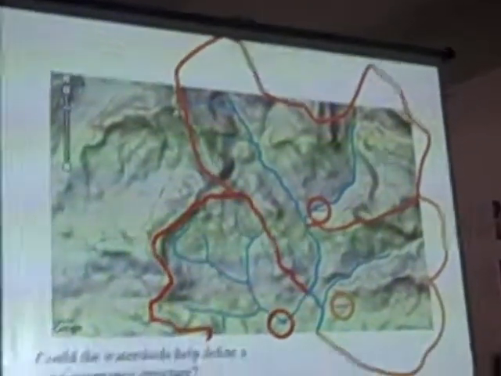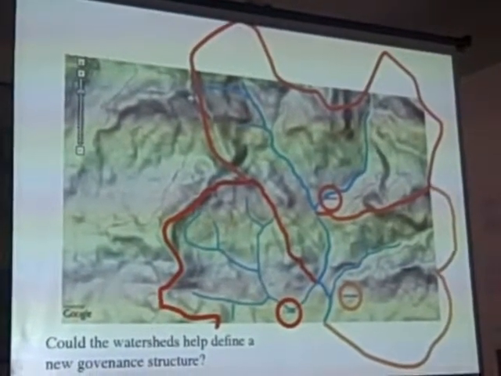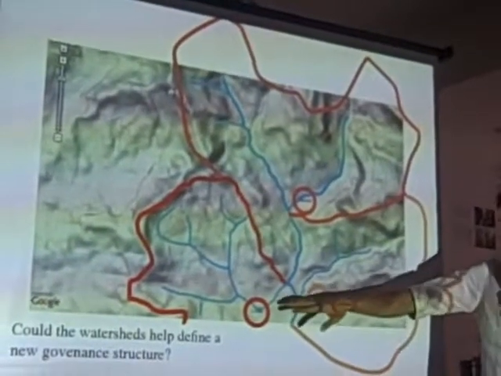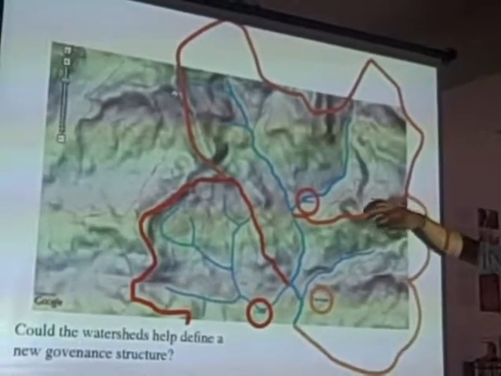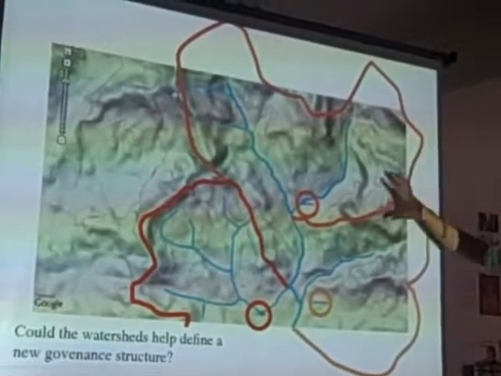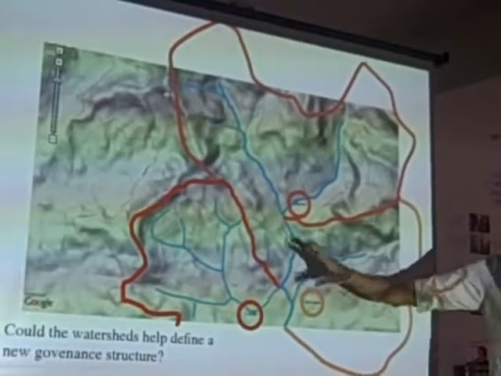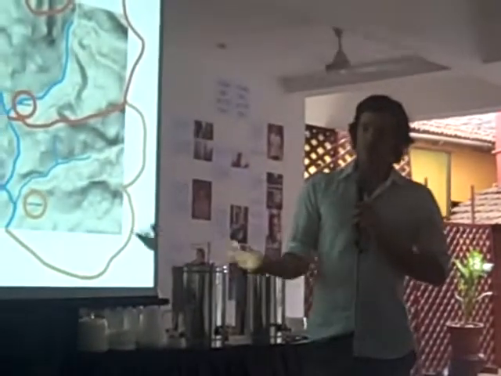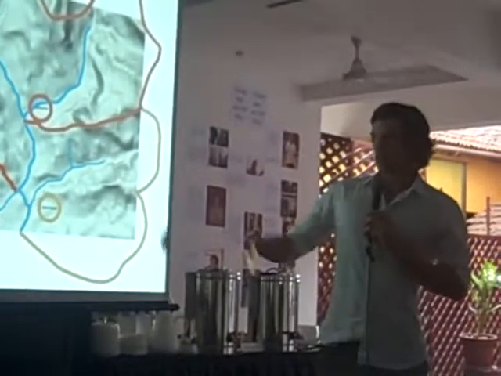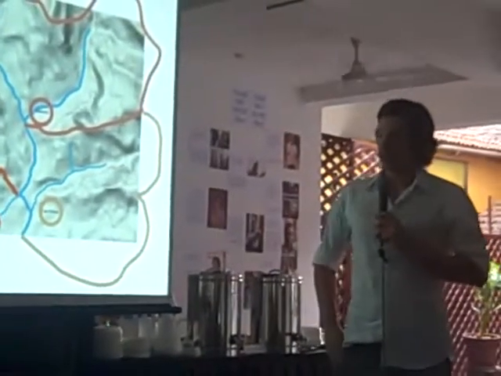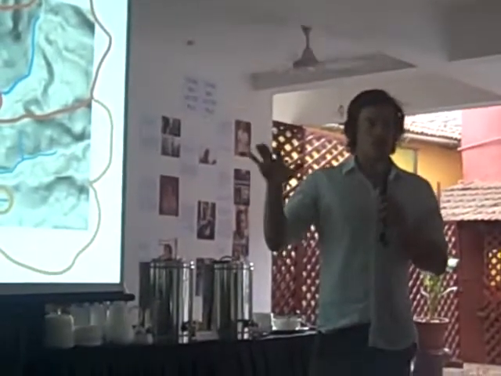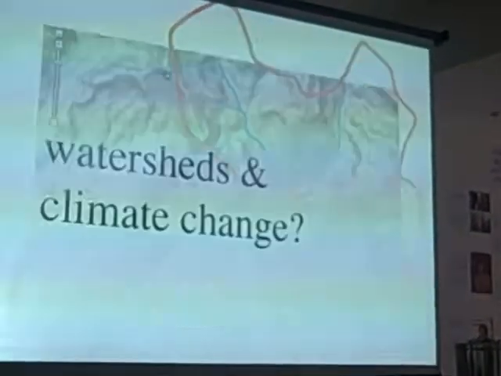And this is just a question to think about. Maybe these watersheds could help define a new governance structure, if we were to say that, for example, these towns would take certain responsibility for the particular area of the watershed, and they would be connected with the people downstream who depend on this water, and maybe receive incentives for managing these particular areas, and therefore be a kind of self-governing system. It could be looked into further.